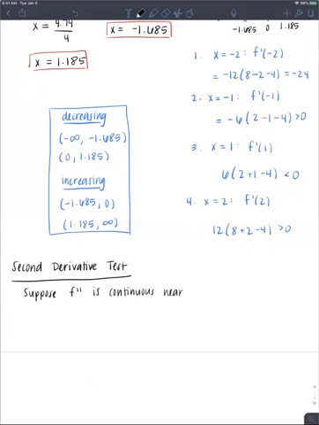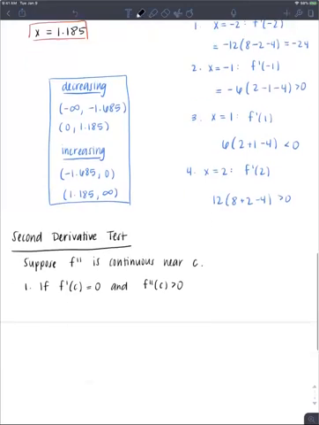near c, where c is just some value. Then the first part says that if f prime of c, so if the first derivative evaluated at c is equal to 0, and your second derivative at that same value of c is positive, then f is going to have a local maximum, no, I'm sorry, I mean minimum value at c.